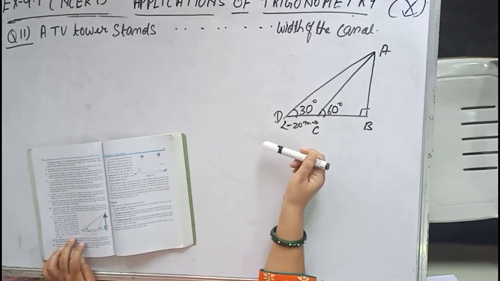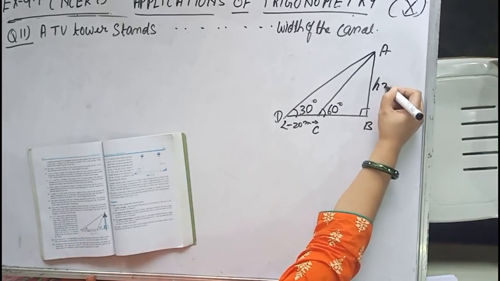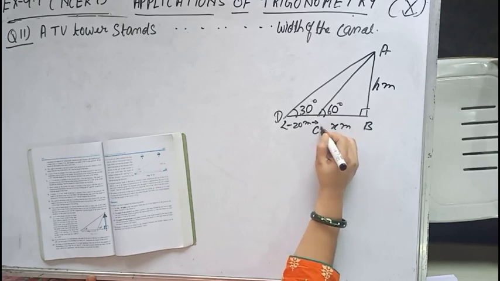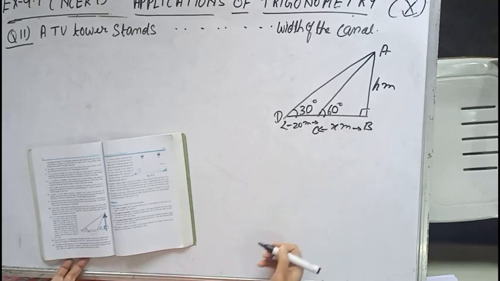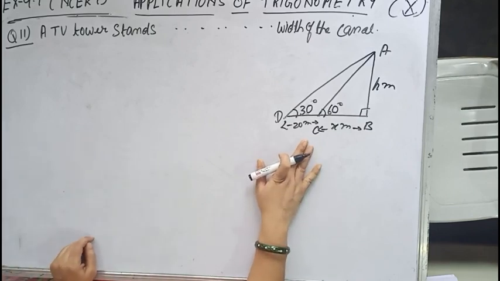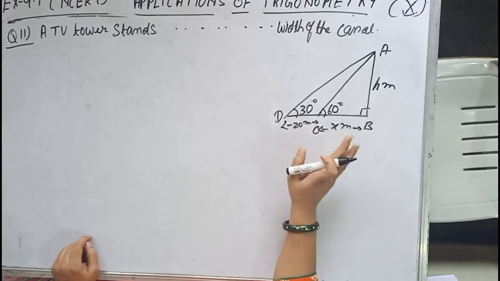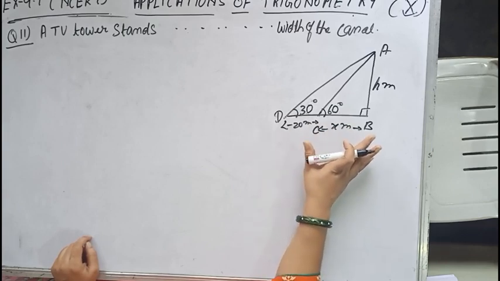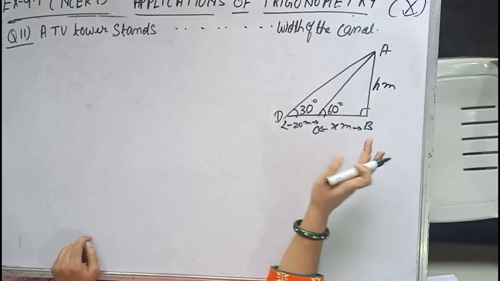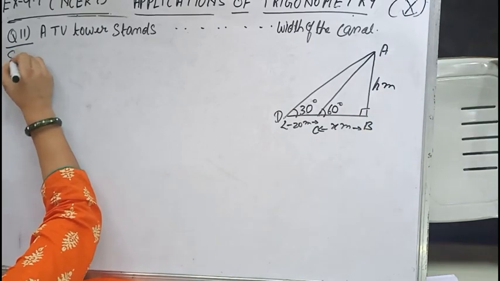Now find the height of the tower and the width of the canal. So we have to find the value of AB and over here BC. AB I am supposing as h meter, and BC I am supposing as x meter. The figure is given in the question, so you cannot change the figure, you cannot change the naming of the figure, whatever is given in the question. So take care of this. If you name it PQRS, 0 marks will be given to you. Don't change the name. So let us start.